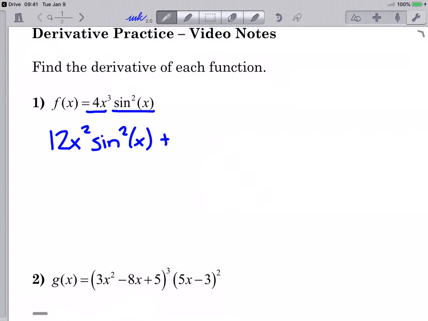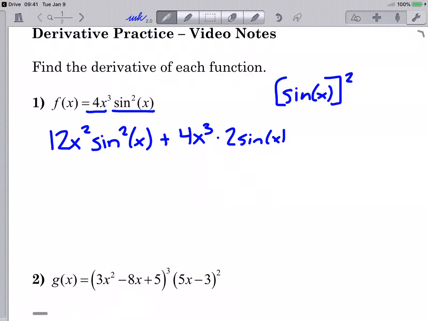then I'm going to add, I'm going to copy the first one down, 4x cubed, and take the derivative of the second thing. Now the second component is really sine of x quantity squared, so I've got to use chain rule on this. So I get 2 times sine of x, and that sine of x is now to the first. Then I take the derivative of the inside, which is sine of x. So the derivative of sine of x is cosine of x. So this is my answer based on calculus alone.